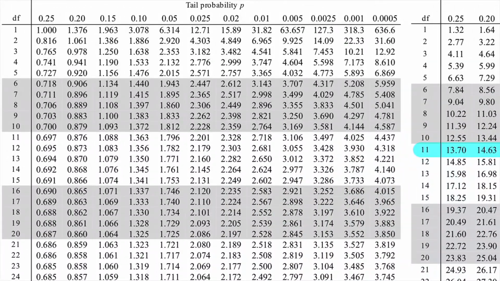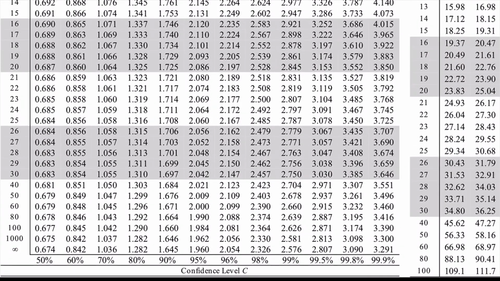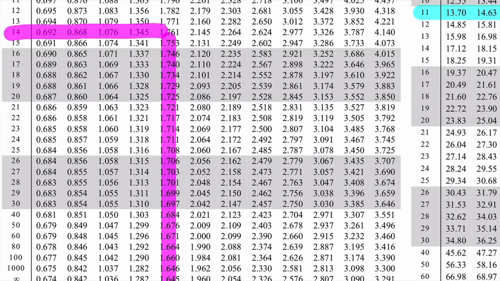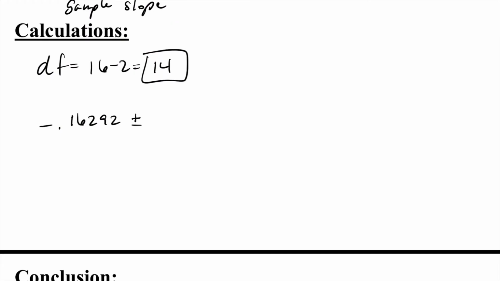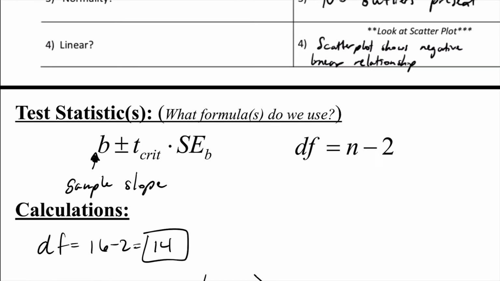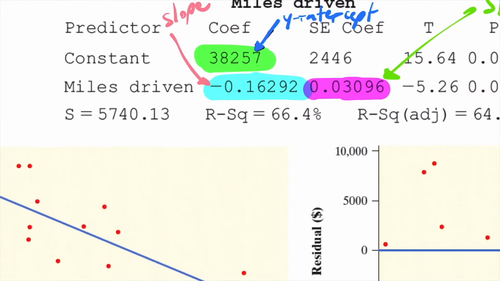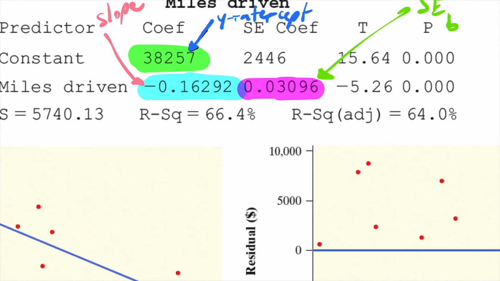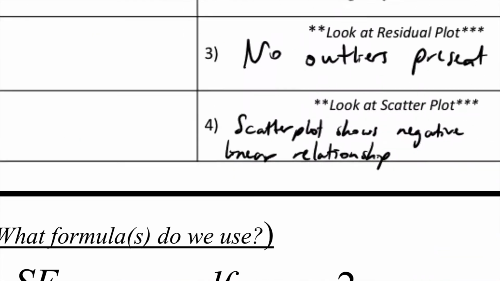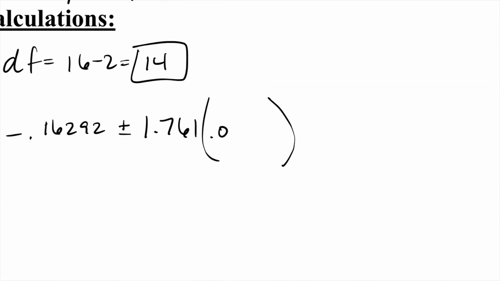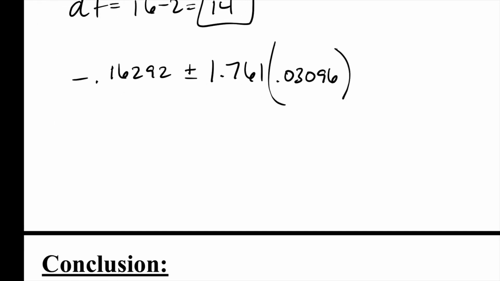Okay, let's see. So 90% is right here, and we have 14 degrees of freedom. They meet right there. We get 1.761 times the standard error, which we already know: 0.03096. Oh man, it just gives you everything. The computer calculations are always going to come with it? Always, yeah. Nice. Yeah, this is pretty fun.